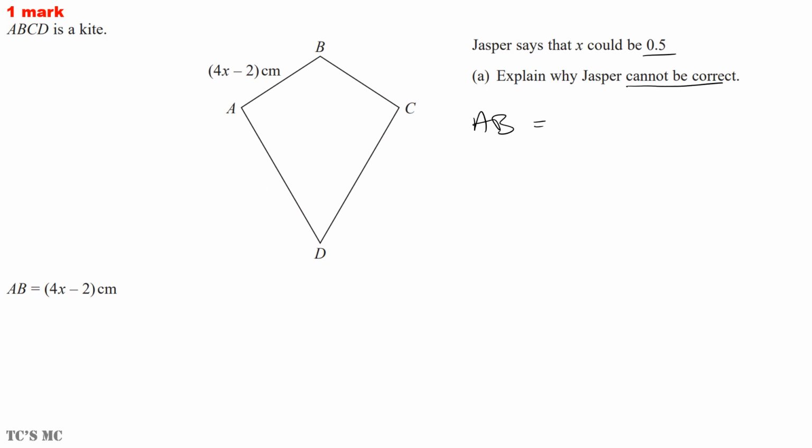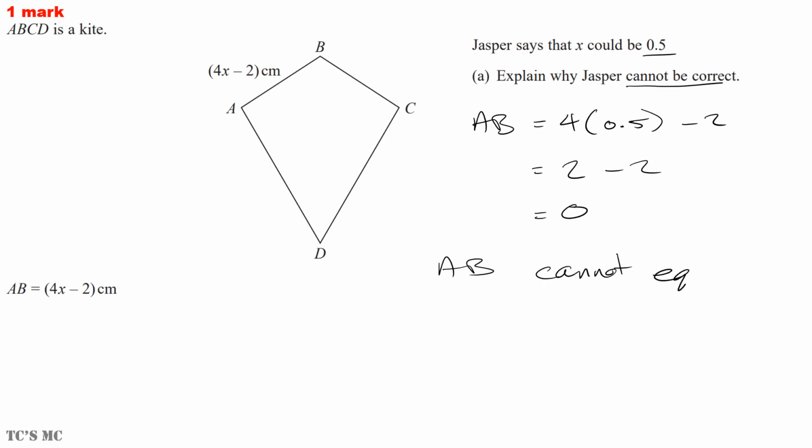AB is equal to 4x, so 4 multiplied by 0.5, subtract 2. 4 multiplied by 0.5 is the same as 4 multiplied by half, which is 2. 2 subtract 2 gives us 0. AB cannot equal 0. And now we have 1 mark.